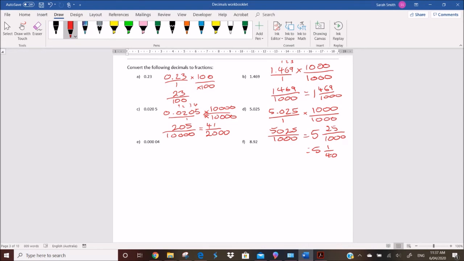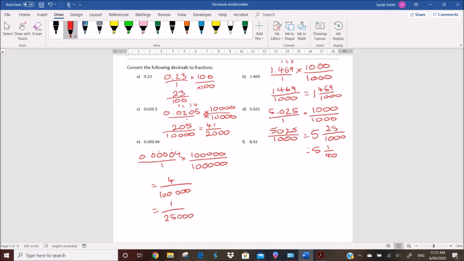Okay, our last two here, we have this one. So we're going to have 0.00004 over 1. So we've got 1, 2, 3, 4, 5 decimal places. So we're going to have to multiply that by 5 lots of 0. So we're going to end up with 4 over 100,000. 4 goes into 4 once. 4 goes into 100,000 25,000 times. So that's going to be the fraction for that one.